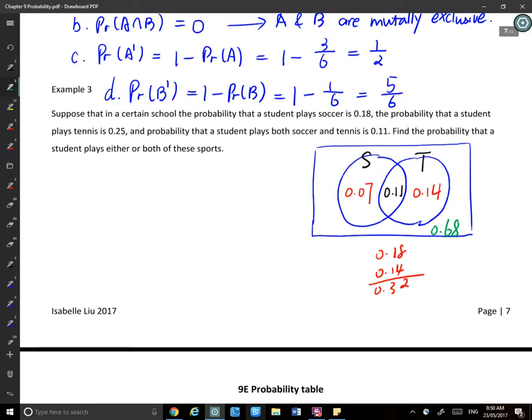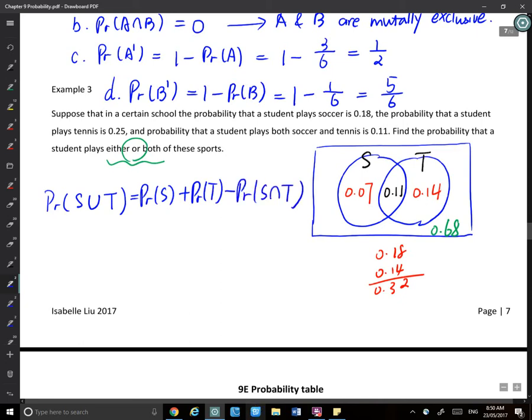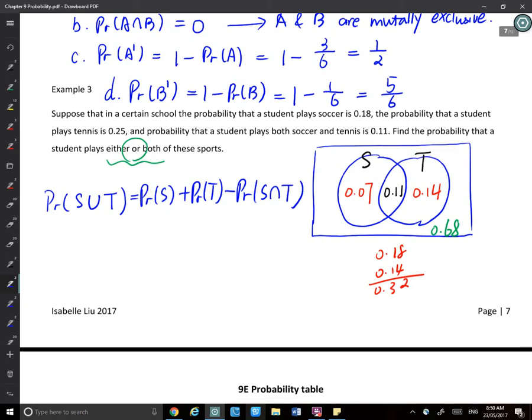Okay, actually it's asking either or both. If you say either or both, then this is the union set. So you find the probability of playing soccer union plays tennis. I want the union set. So that equals probability S plus probability T subtract probability S intersects T. You don't really need a Venn diagram. I just want to show you the Venn diagram, so you can use this formula to work on this.